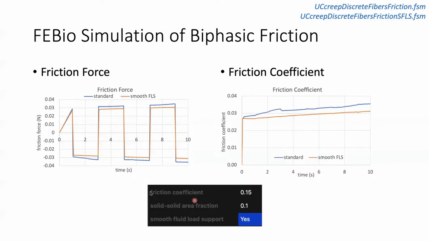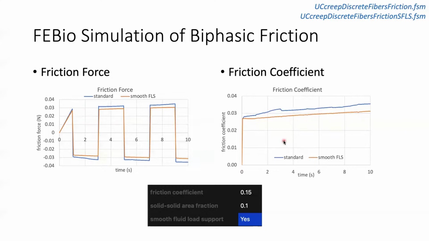And this would be the friction coefficient, which is the absolute value of the friction force divided by 1 Newton. And we take the absolute value. So what you see is the friction is a little noisy, but increases over time when you don't turn on the smooth fluid load support. If you do smooth fluid load support, you get a smoother response. It's not perfect, but it's smoother.